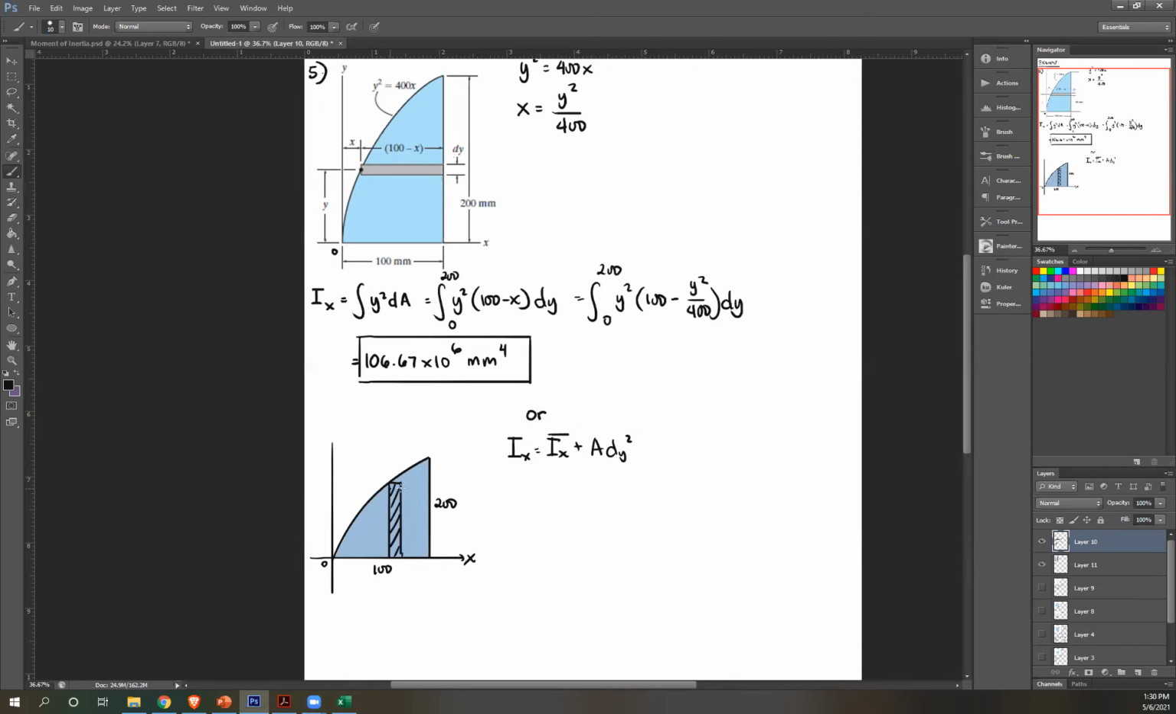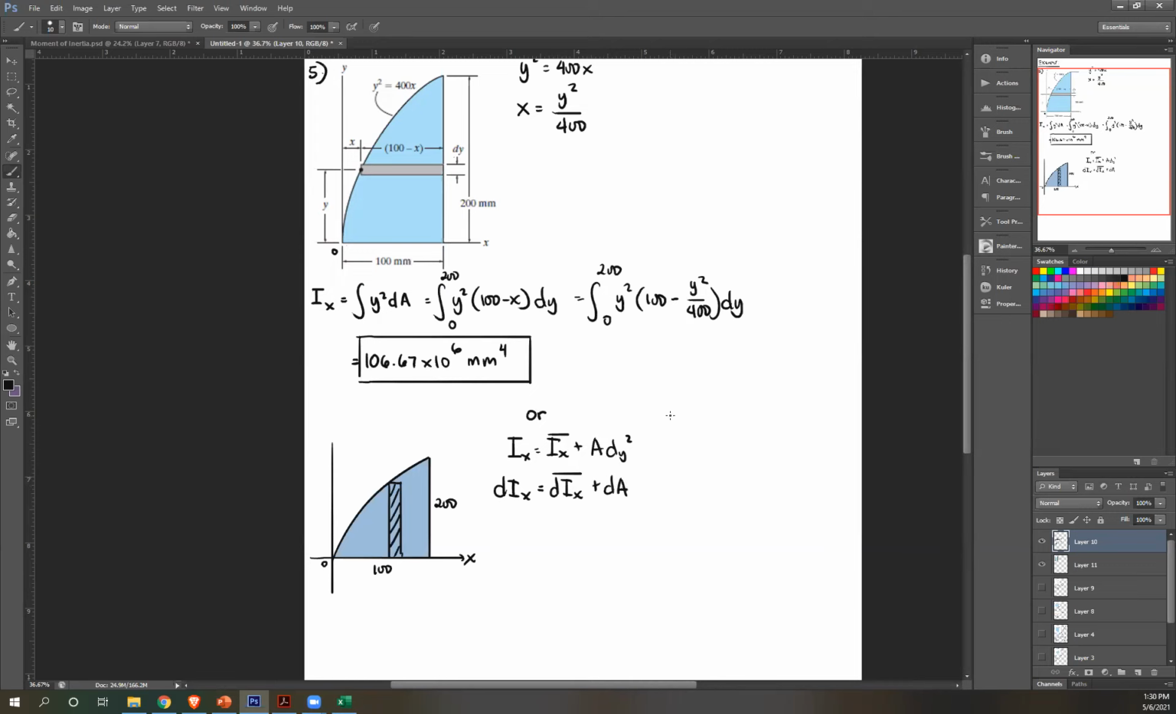What we're going to do is take small elements of each. So we're going to take the differential moment of inertia of each element. So this becomes differential inertia x equals, again, differential centroidal inertia plus differential area.